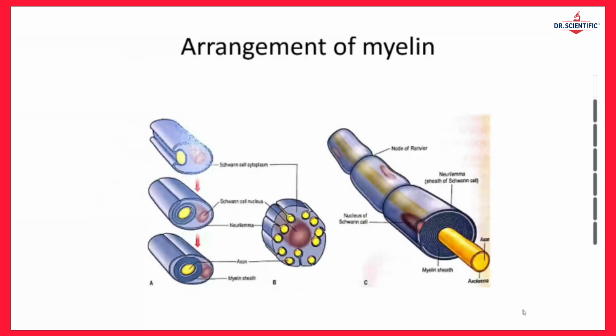Again, just the arrangement of myelin. You can see how the A is myelinated, but if you look at B, this is non-myelinated, because as you can see, the axons there are not fully surrounded by the myelin sheath. And of course, you can see in C a myelinated neuron with a node of Ranvier.